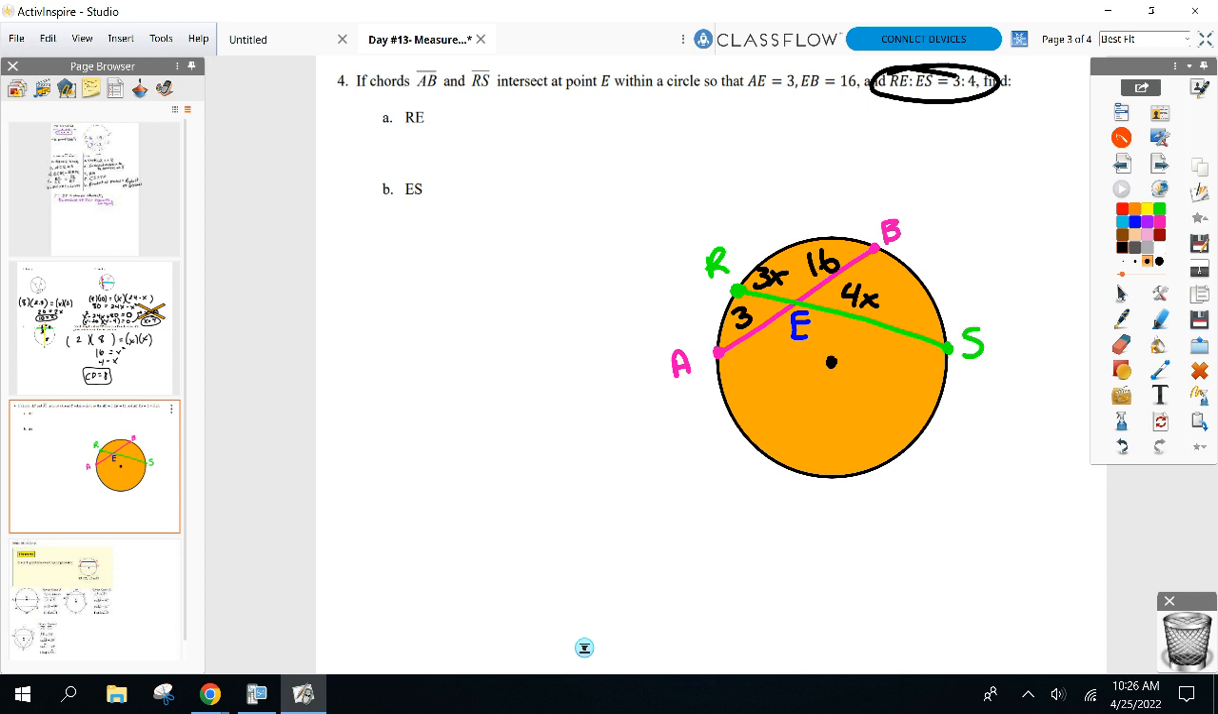So I have two chords that intersect. 3 times 16, there's one chord broken up. And the other chord, 3X and 4X. How's the algebra on this one? What's your deal here? 3X times, not 7X, not even 12X. What do you got for me here? It's not 7X, we're not adding. It's not 12X, because you're forgetting something.